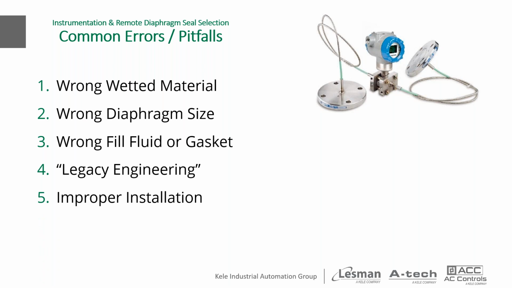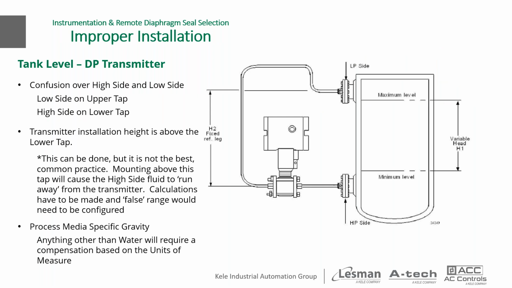And finally, improper installation. This is really a concern for the field, after it leaves our building, leaves our shop. We sometimes don't get to see how our customers are actually installing their devices. But when it doesn't work, they're giving me a call, and that's when the questions come. One example of this is tank level measurement using a differential pressure transmitter. Often there's confusion over the high side and the low side seals of the transmitter. This can happen whether you're using diaphragm seals or not, I've found.